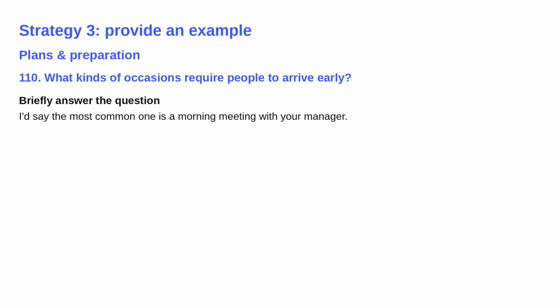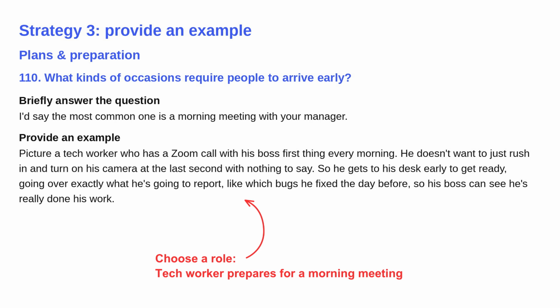I'd say the most common one is a morning meeting with your manager. Picture a tech worker who has a Zoom call with his boss first thing every morning. He doesn't want to just rush in and turn on his camera at the last second with nothing to say. So he gets to his desk early to get ready, going over exactly what he's going to report, like which bugs he fixed the day before, so his boss can see he's really done his work.